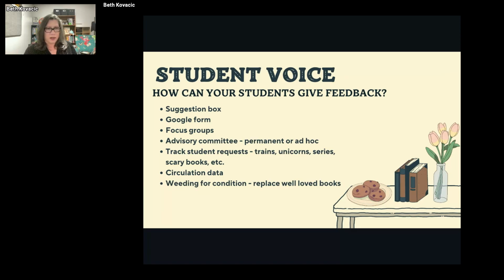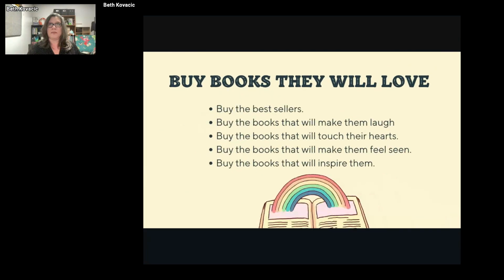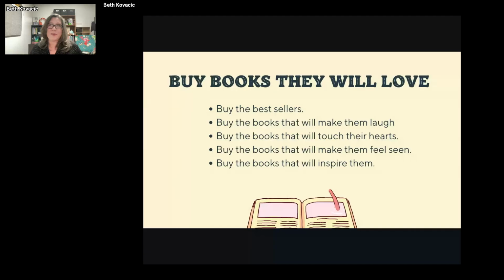And then weeding for condition. If you're weeding a series and all the books are just like torn up and gross and falling apart, either they're really old and no one's checked them out in a while, or they're new and falling apart and they love them and you need new ones. So condition can be an indicator too. And then you always want to buy the books that they love, that they're going to read and be happy about, that make them laugh, that touch their hearts, that make them feel seen, and books that will inspire them to keep reading and learning and be creative.